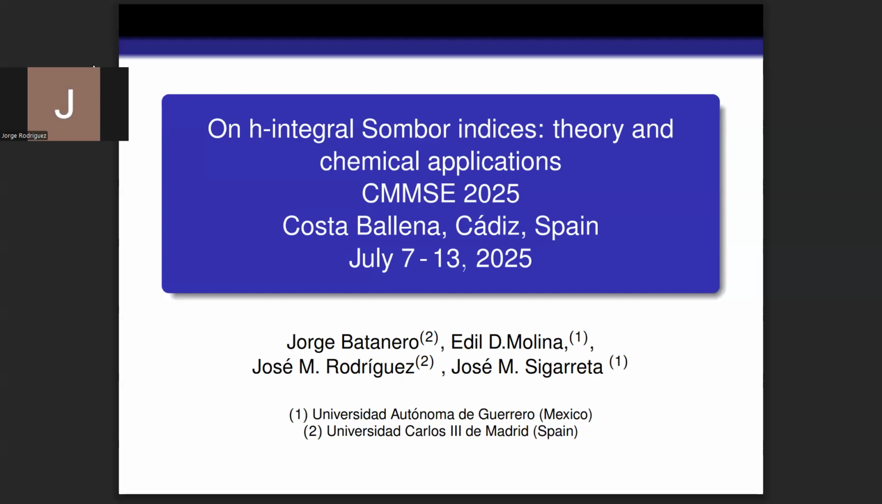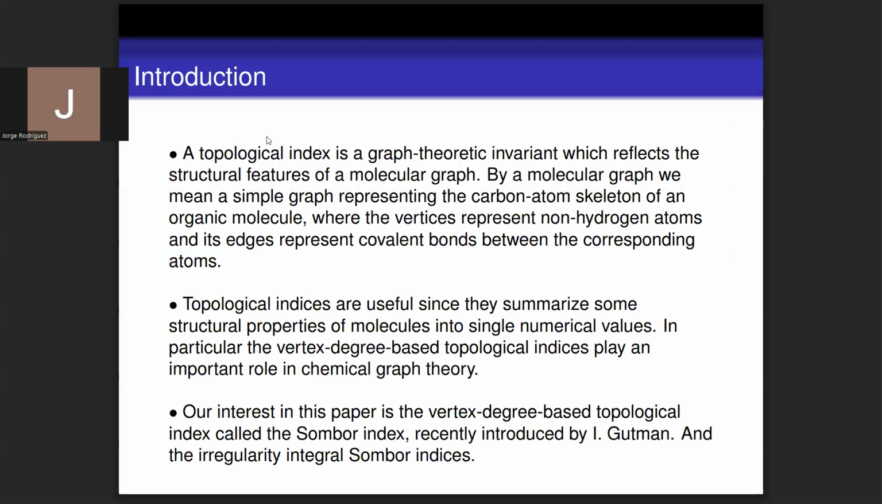I'm going to be presenting this paper on H-integral Sombor indices, theory and chemical applications. This is a work with Professor Sedil Molina and José Rodríguez and José Sigarreta from Universidad Autónoma de Guerrero and Universidad Carlos III de Madrid. Before starting, let me introduce you to some concepts that are going to make the presentation easier to follow.